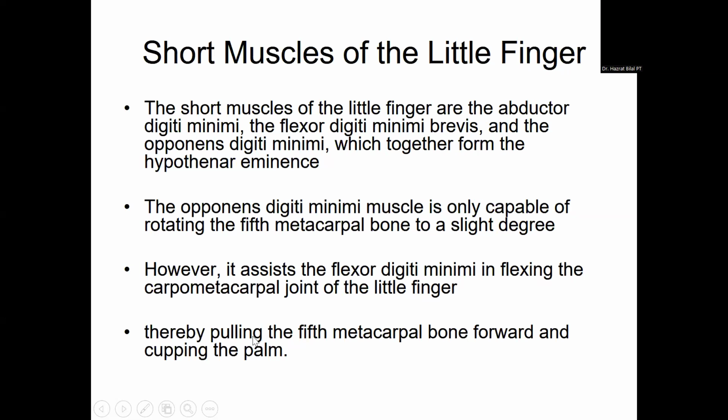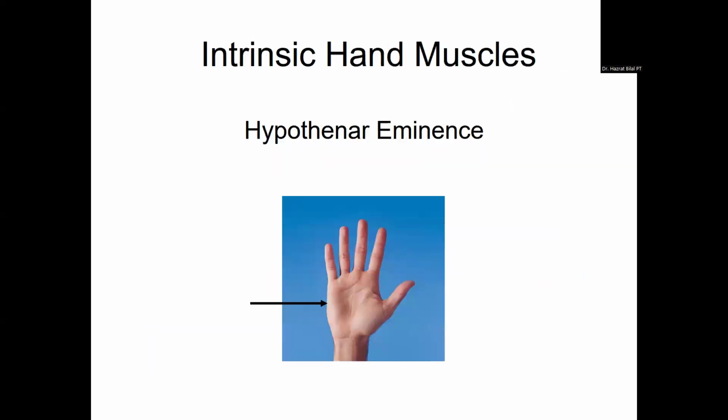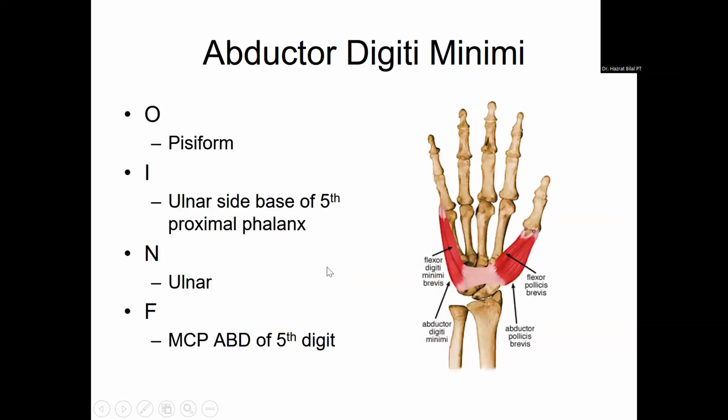So the pulling of this fifth metacarpal bone forward is made by the cupping of the palm by these muscles. So these muscles have a very important role in the cupping of the hand and the gripping of the hand. These are the thenar muscles, and these are the hypothenar muscles, also known as the hypothenar eminence. And all these muscles are related to the pinky.